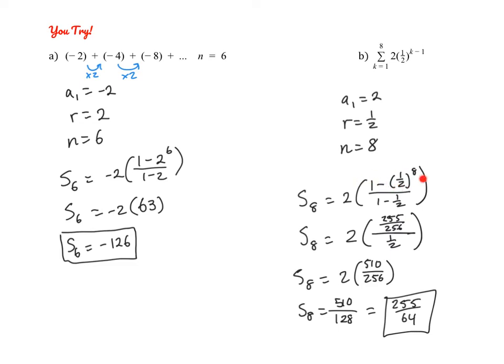But if you do 1 minus 1/2 to the power of 8, it's 255 over 256. And in the denominator, you're left with 1/2. So you can multiply by the reciprocal, and then it's just a matter of simplifying. So you get 255 over 64 as your final sum.